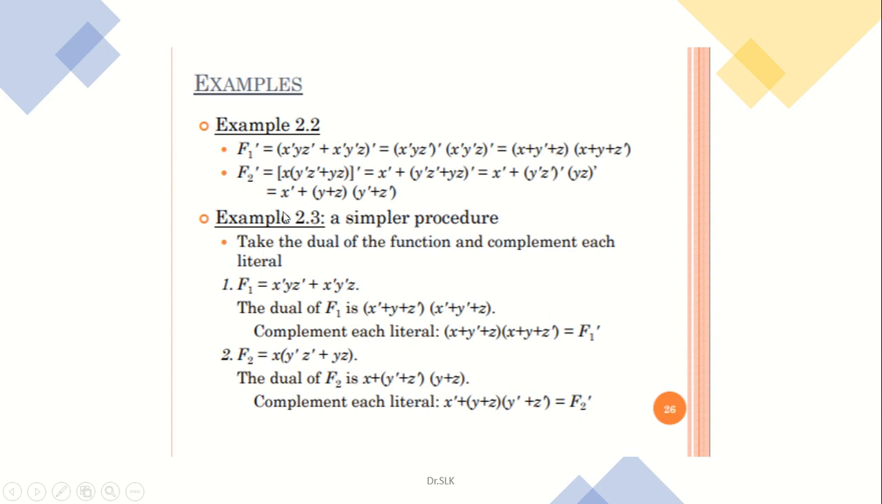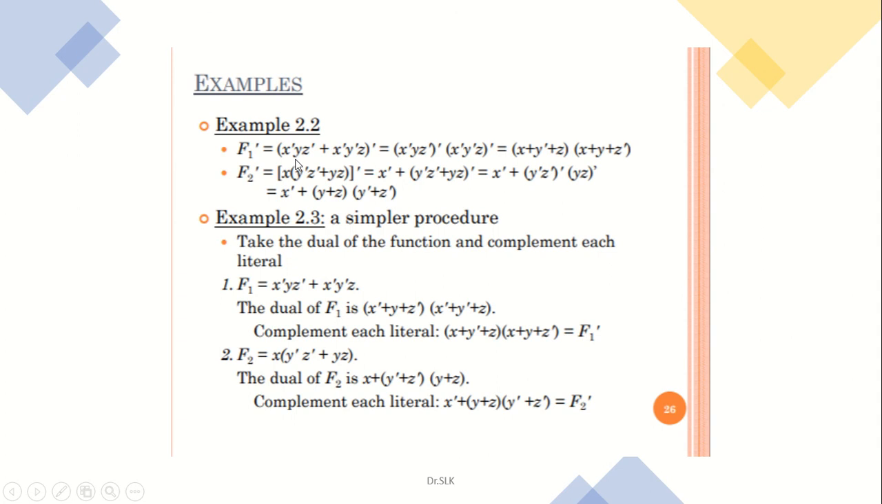This could be written as x bar plus y plus z, into y dash plus z dash. That's the same. So, example number 2.2, a simpler procedure to do the same problems: the complement can be found by taking the duality of the functions f1 as well as f2. You take the duality before finding f dash, f1 dash and f2 dash.